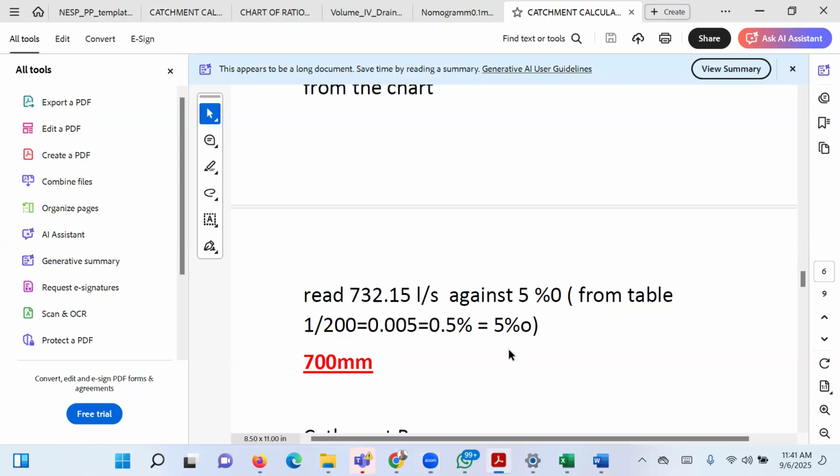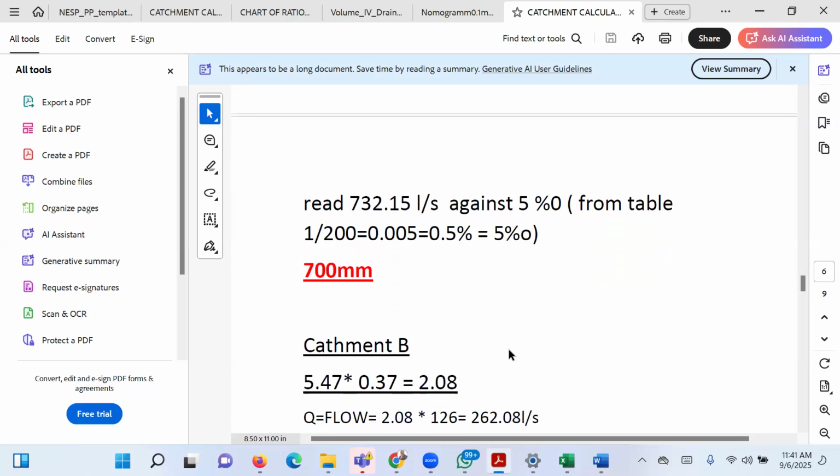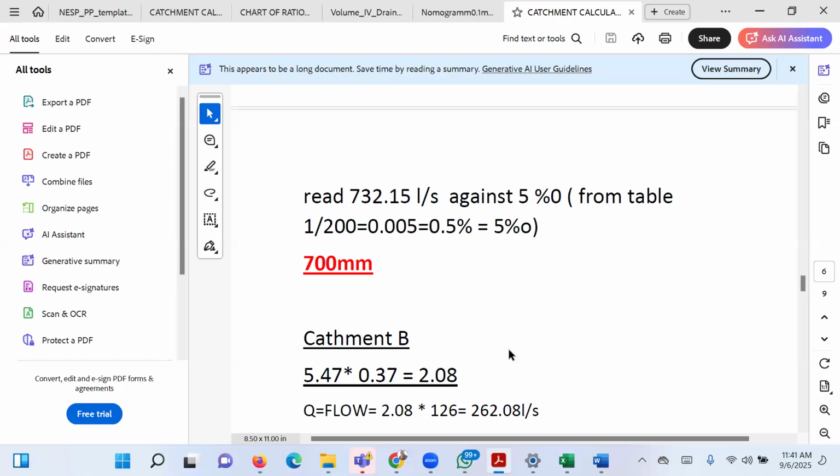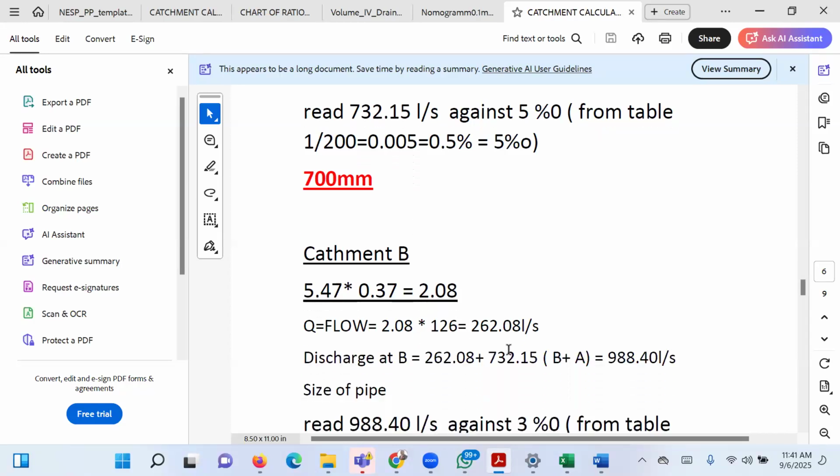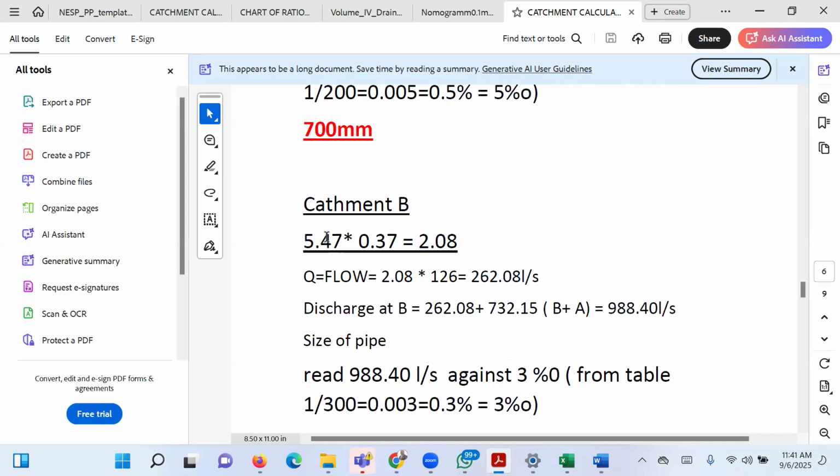Now, can you see that we have designed the size of the drain that can take up that frequency of rain? So if you now go to catchment B, gentlemen, the same thing applies. Catchment B has an area of 5.47 hectares. You multiply it by the coefficient of runoff to get the effective contributing area, or the effective impervious area. So out of 5.47, the area that we'll consider as effectively contributing runoff is 2. We multiply that 2 by the rainfall intensity. It will give us 262.